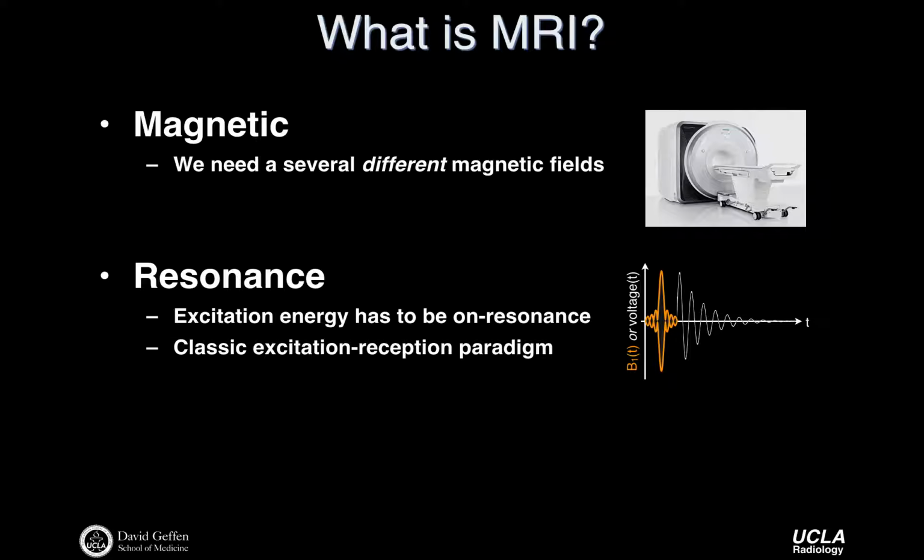There's something resonant here, right? So magnetic resonance imaging. The excitation energy that we use in MR has to be on resonance with something. And this is something that we'll learn more about in the third lecture. It really is a classic excitation-reception paradigm. You're going to excite the system with a specific form of electromagnetic radio frequency energy. That's going to excite, as it turns out, the magnetic dipole moments of the hydrogen nucleus, and we're going to almost magically be able to use that to form images. So for now, we just want to remember that we need excitation energy at a particular frequency. That frequency has to be on resonance with the underlying system itself.